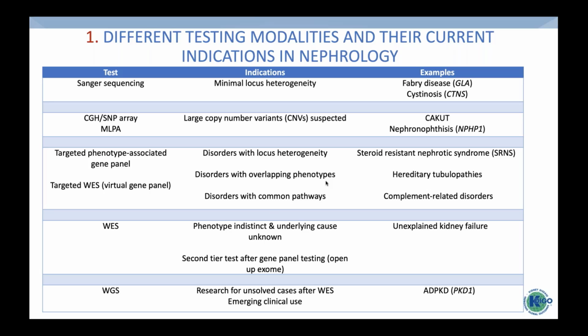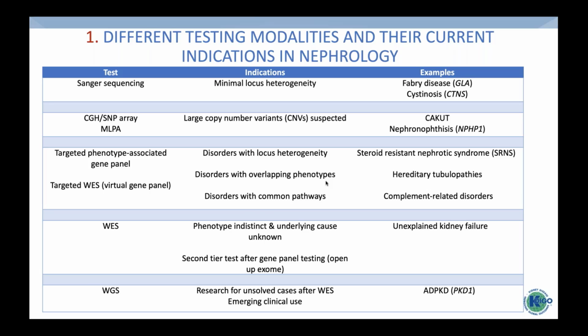Then obviously there's array-based genomic testing, and this is looking for large copy number variation. And this is potentially something that we see in more complex disorders like nephronophthisis, specifically looking at things like deletions within the NPHP1 gene.